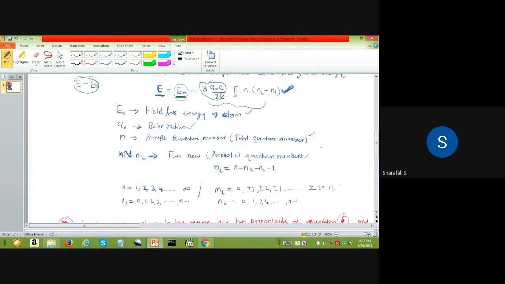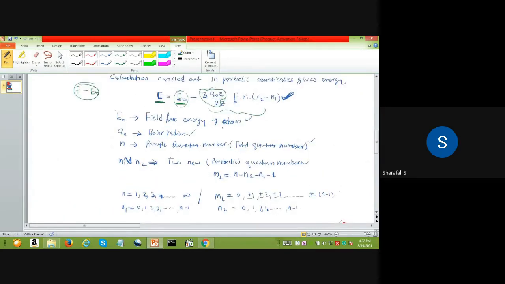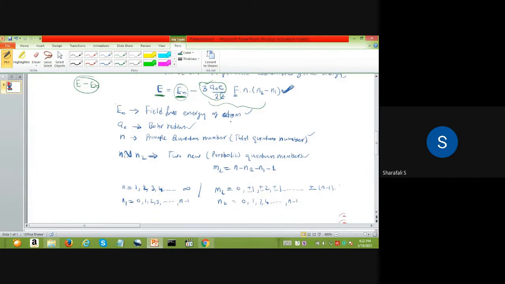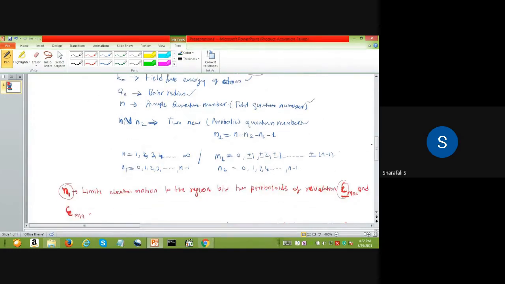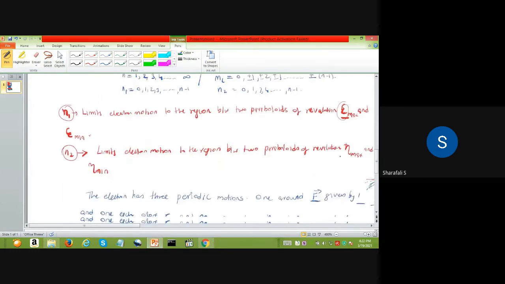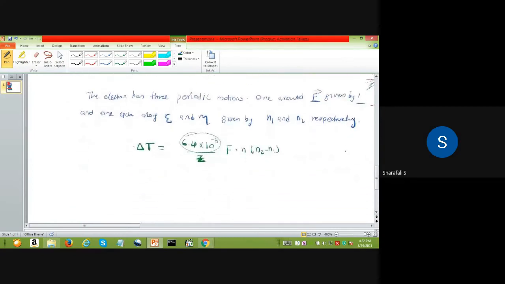And you have to take that in wave number fashion, which means you have to divide by Hc. Energy divided by Hc, you have to do. Then you will get this particular constant. After dividing by Hc, you will get this constant, and all other terms are the same: divided by Z into F into N into N2 minus N1. So all those things are the same. So don't be afraid of this.